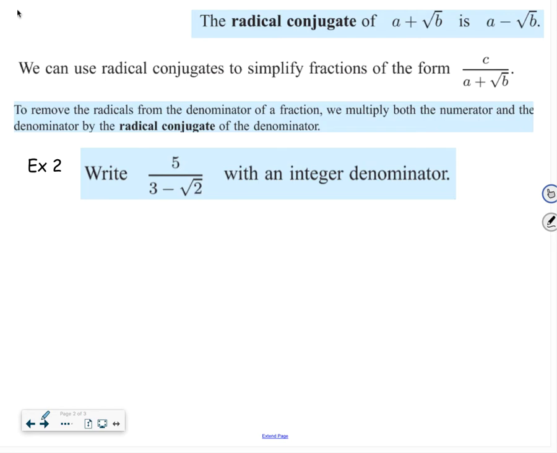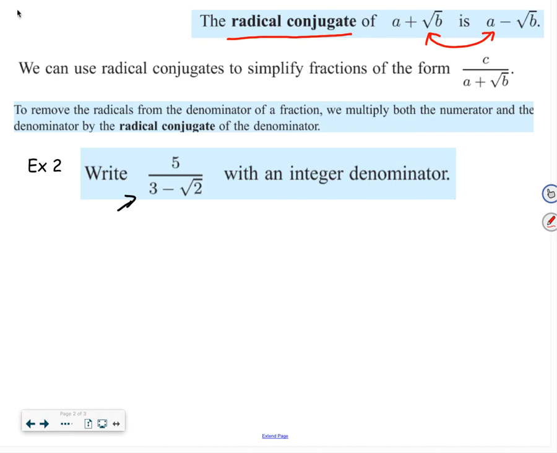So in example 2, we're thinking about our radical conjugates. Sometimes we have radicals and surds in the denominator that are being added and subtracted. So what we're going to want to do is get rid of that radical in the denominator. In our investigation, we looked at radical conjugates. So a plus the square root of b's radical conjugate is a minus the square root of b, and vice versa. They're conjugate pairs. We can use radical conjugates to simplify fractions of this form.